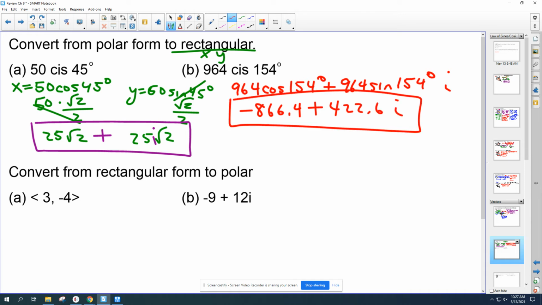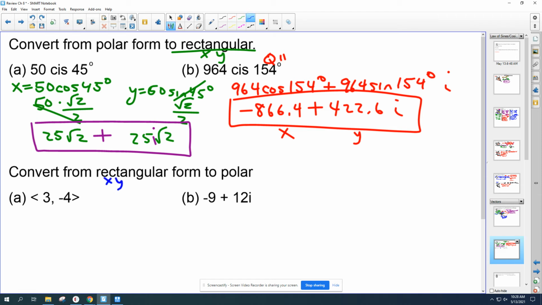Okay, rectangular. Rectangular has an x number and a y number, so that means you'd go left and you'd go up. That puts us in the second quadrant, but so does this. 154 is in the second quadrant. Either way you look at it, whether it's in polar form or rectangular form, second quadrant. Okay, so then the other one, convert from rectangular form to polar form.